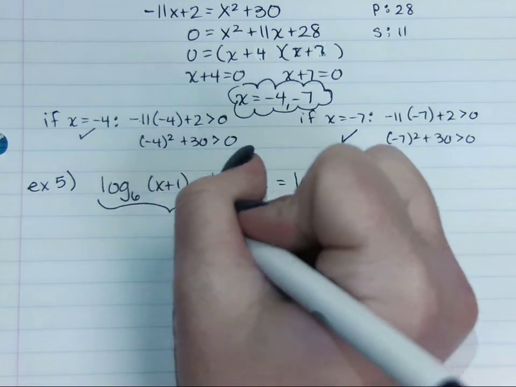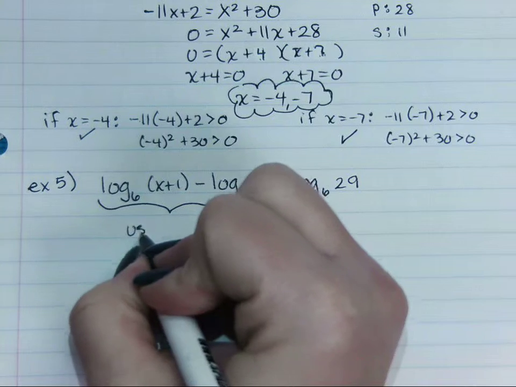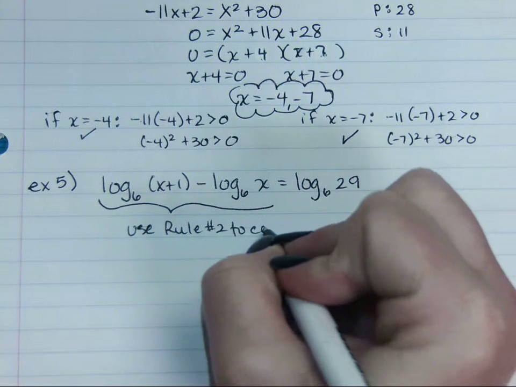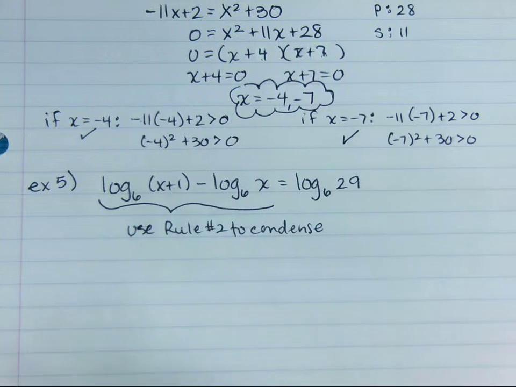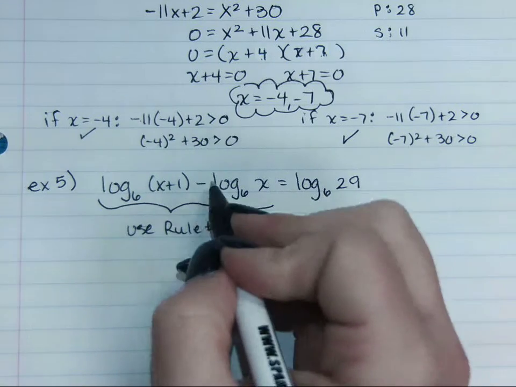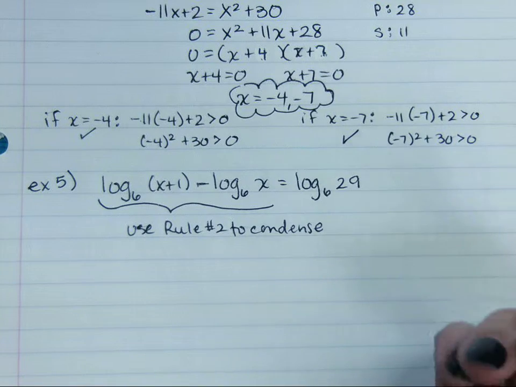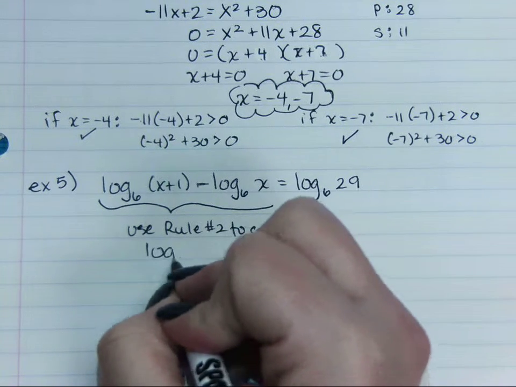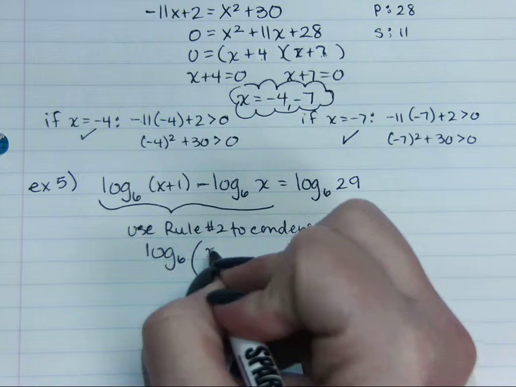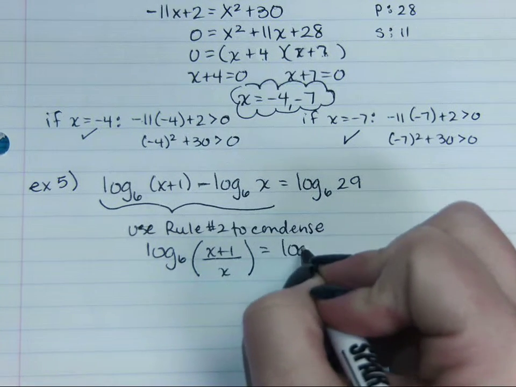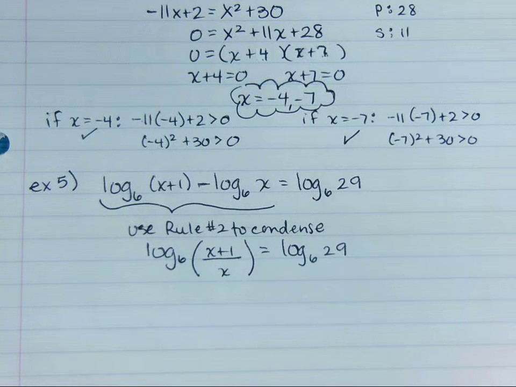So my goal first is I need to use that rule number 2 to condense. I need to work just on the left-hand side for a minute and condense down what this looks like. Because there's a minus sign separating my two logarithms, that means rule number 2, I'm going to make this a quotient. So log base 6 of x plus 1 divided by x is now equal to log base 6 of 29.